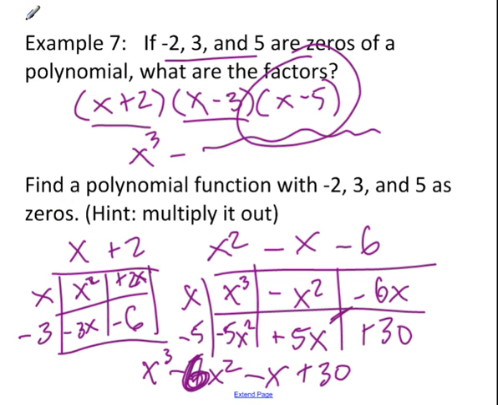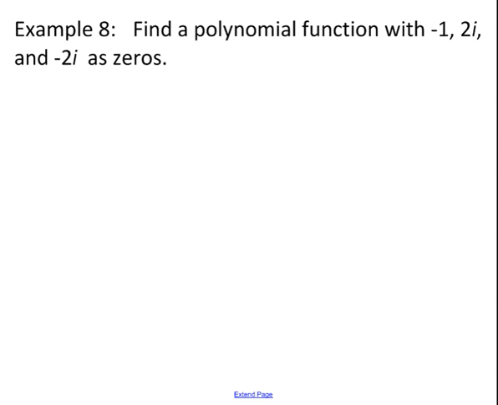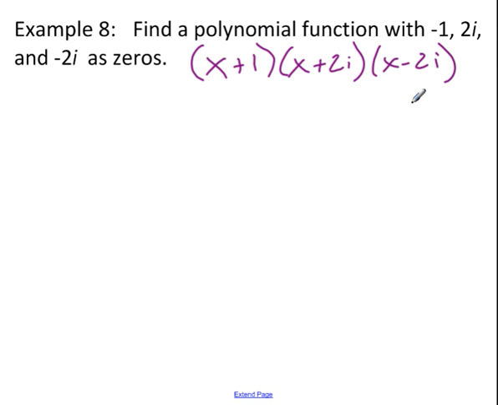Alright, so just when you thought multiplying stuff like that was done, here it is. Find our polynomial function with these things as zeros. Well, first thing we need to do is write out our parenthesis groups. A minus 1 is going to become a plus 1. And then our 2i and minus 2i is going to be x plus 2i, x minus 2i.